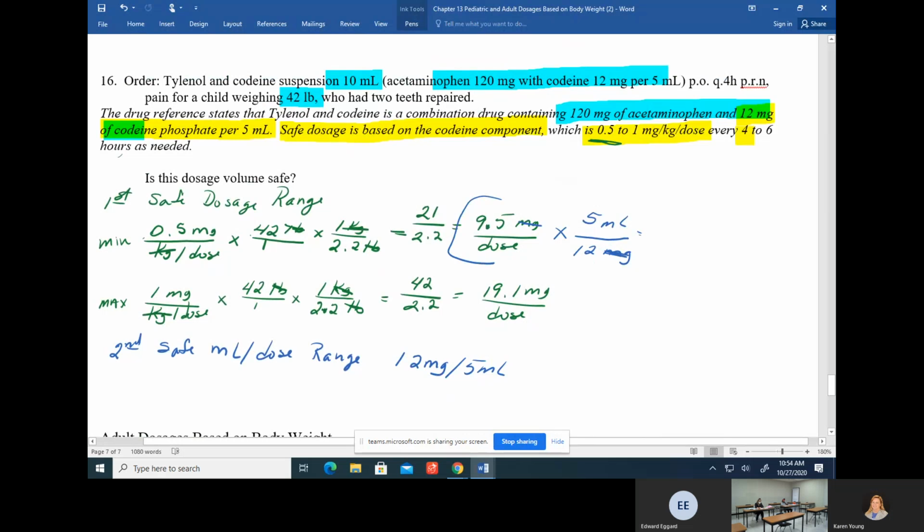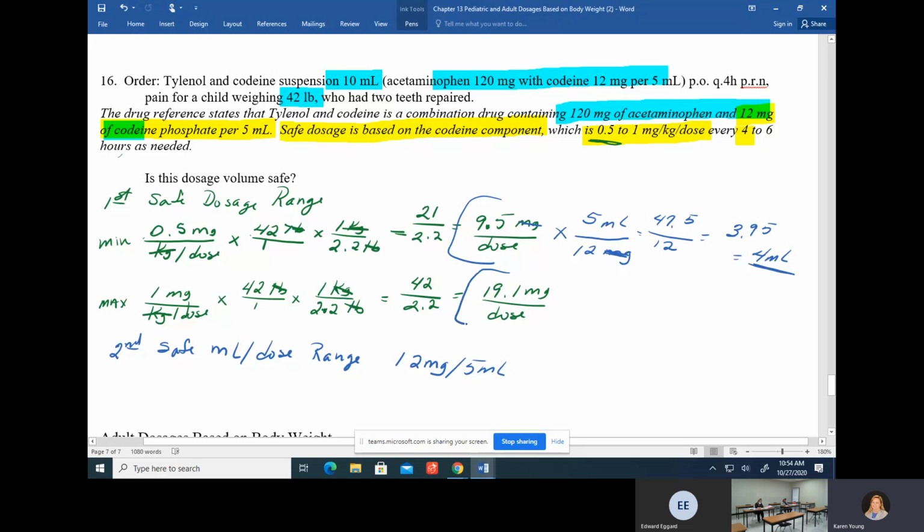So then my milligrams will cancel, and I'm going to get 9.5 times 5, 47.5 divided by 12. And I get 3.958, which would actually make that 4 milliliters, right? I rounded to the tenth, and that would make it a 4. Okay, so my minimum is 4.